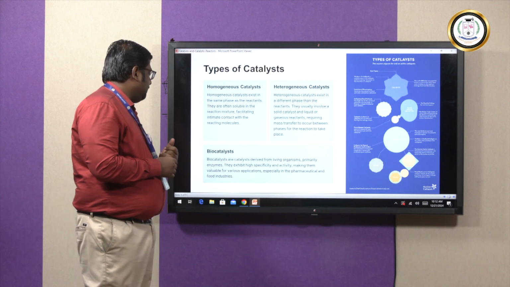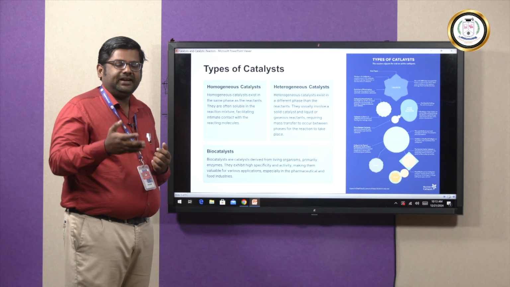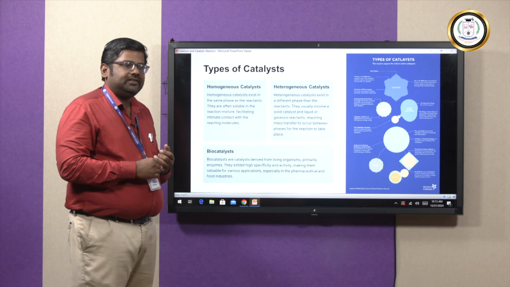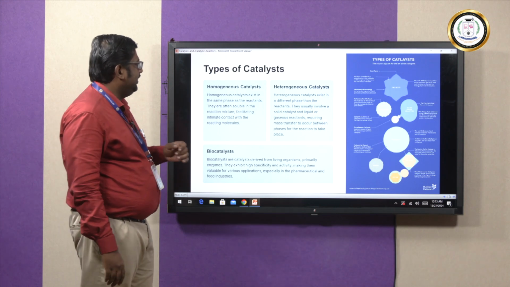And what about biocatalyst? In recent years, many developments have been made in the field of enzymes. Enzymes are being used as catalysts. So this is one of the biocatalysts which are normally employed in industries.